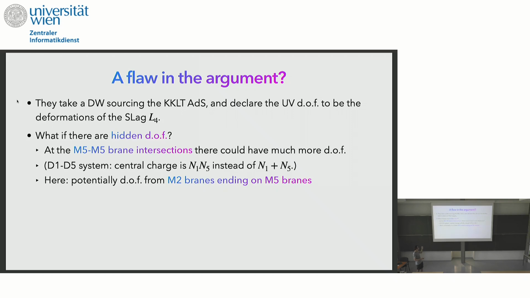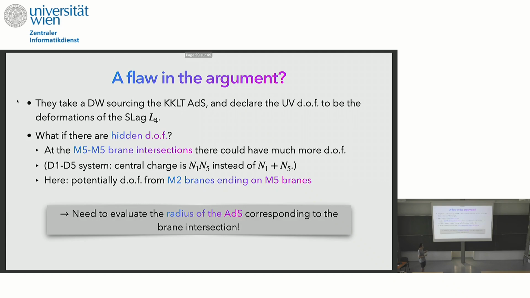And in particular, at the brane intersections, you could have many more degrees of freedom. If I think about a D1-D5 system, the central charge is N1 times N5 instead of N1 plus N5. And here, potentially, you could have degrees of freedom of the M2 branes ending on the M5 brane. So how do you account for that? And so, as Jose was saying, what you want to do is to evaluate the radius of an AdS in the UV that would correspond to the brane intersection.